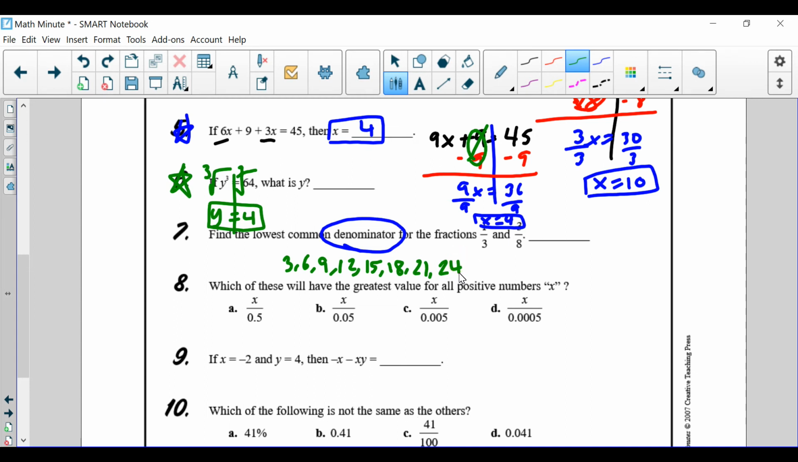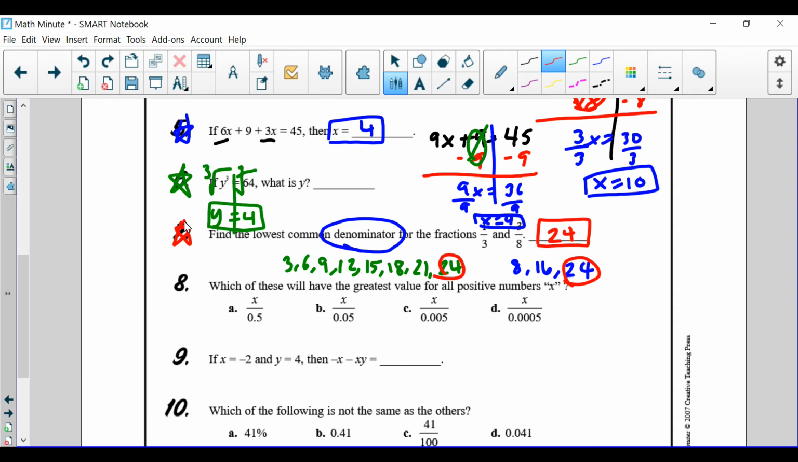It looks like, if we're writing down all the multiples here, we found it. When we have a multiple of 24, that is our least common denominator. That's the smallest multiple. So 24 is the right answer. Next, we're going to try to figure out which one has the greatest positive value for x.